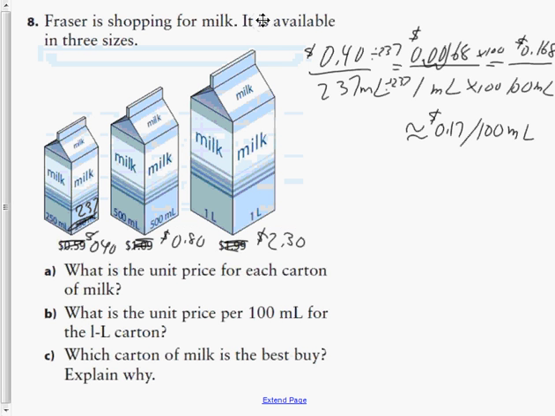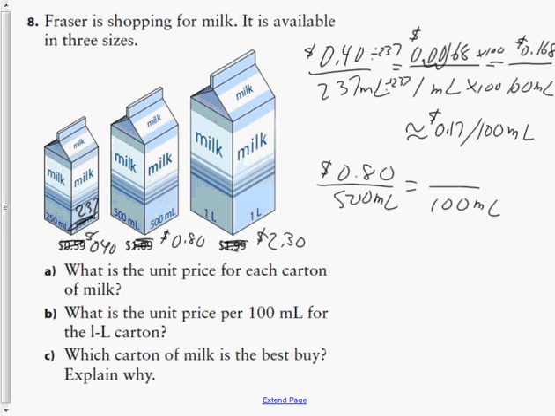Now the medium milk is 80 cents for 500 mils. And I don't need to take this down to 1 because I know that to go from 500 to 100, I can go right away without having to go to 1. I can just divide it by 5. And 80 divided by 5 is 16. So here I didn't need to keep my 5 decimal places and take it down to 1. All I needed to do was go right from 500 to 100. And now it's approximately 16 cents per 100 mils if you buy the medium.